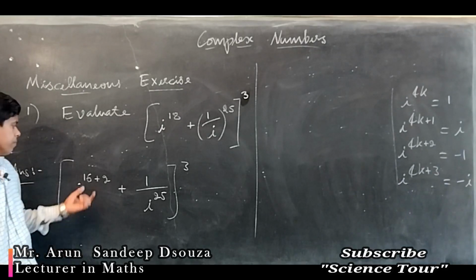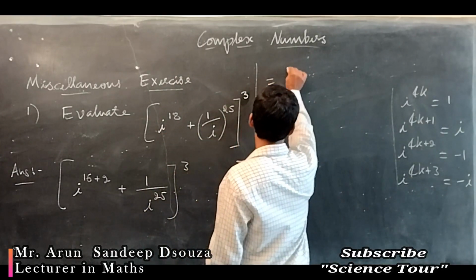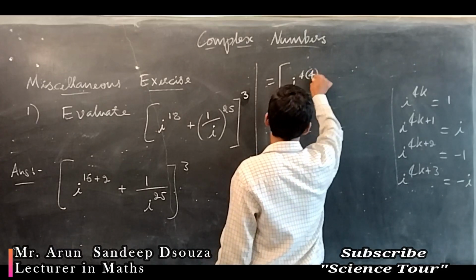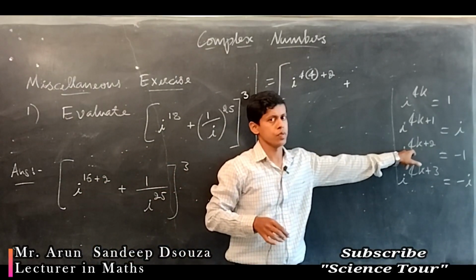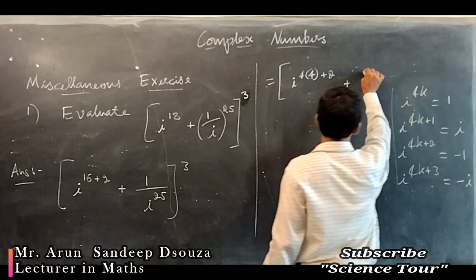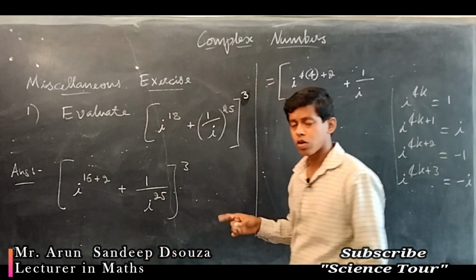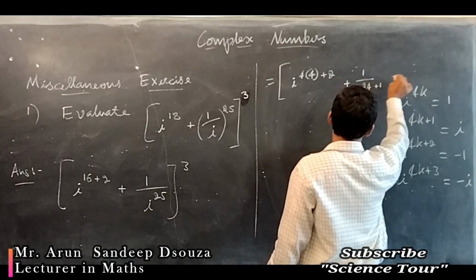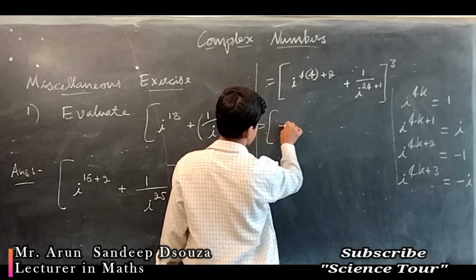Again, this 16 can be written as 4 into 4 as I said, plus 2. So then this will suit this formula. So the answer is minus 1 in this place. Right? Next, look at 1 by I raised to 25. Divide it by 4: 4 sixes are 24, plus 1 remains. So we write it as I raised to 24 plus 1, whole cube. Next, you write this as minus 1.